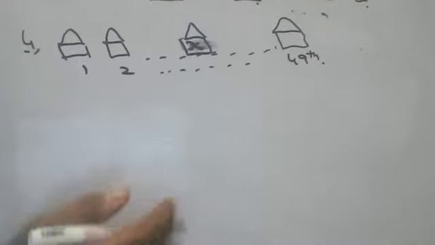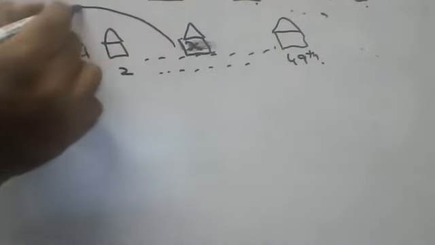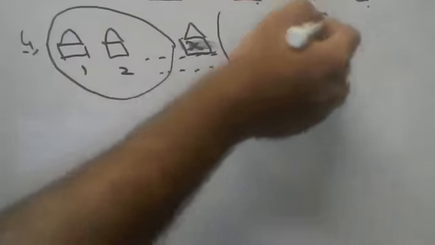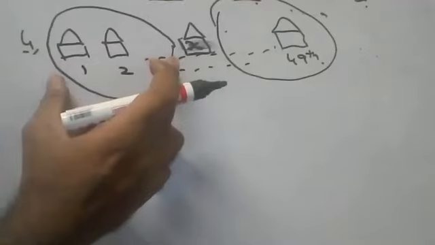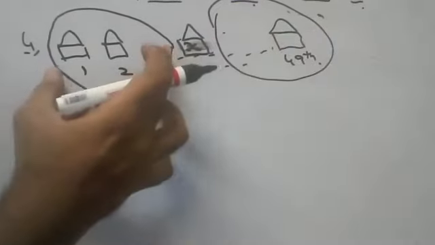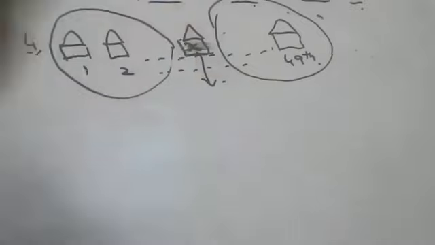What he's saying means the sum of all the houses before that will be equal to the sum of all the houses after that. Means if you add all this, suppose you are getting 40. If you add all this, suppose you get 80, here also you should get 80. If you are getting 100 here, here also you should get 100. What is that house number? This is the question.